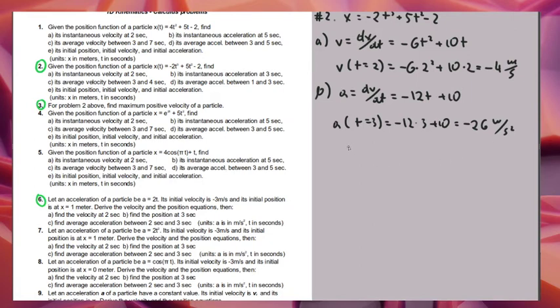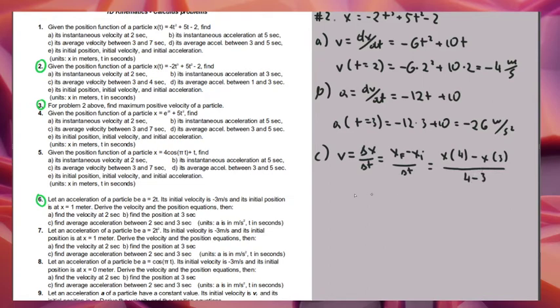C, average velocity between 3 and 4 seconds. So this is going to be a little more work, I think. Here's the definition of the average velocity: delta x over delta t, which amounts to final position minus initial position over the time interval. The final position we're talking about is at 4 seconds, so x at 4 minus x at 3, divided by the time difference between 4 and 3, so 4 minus 3.